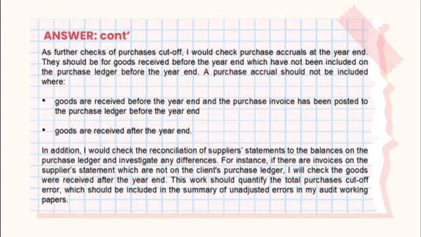In addition, I would check the reconciliation of supplier statements to the balances of the purchases ledger and investigate any differences. For instance, if there are any invoices on the supplier statement which are not on the client's purchases ledger, I will check the goods were received after the year end. If they were received before the year end and were not included in the purchase accruals, there would be a purchases cut-off error. This work should quantify the total purchases cut-off error, which should be included in the summary of unadjusted errors in my audit working papers.